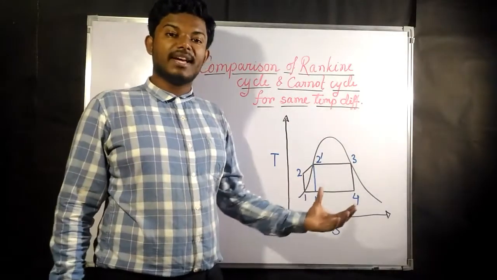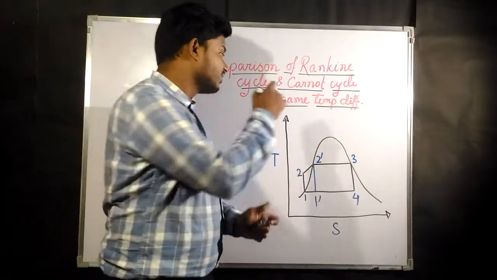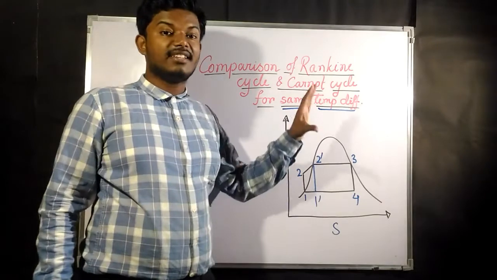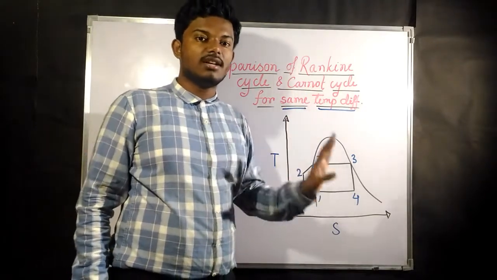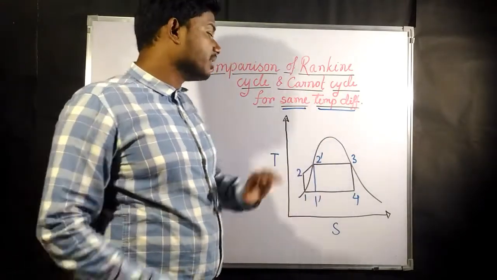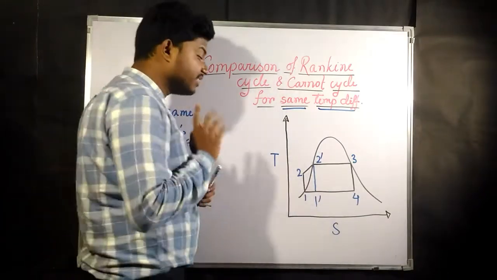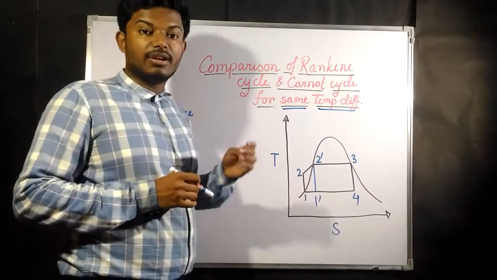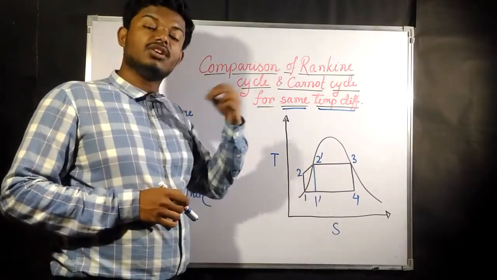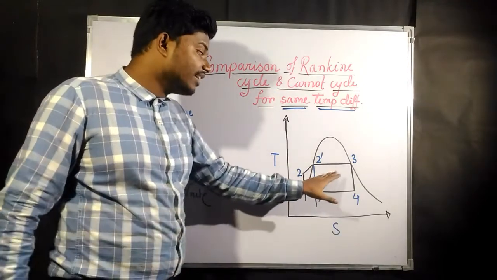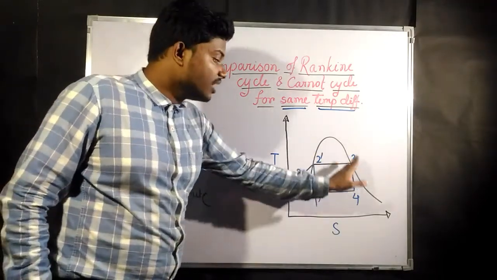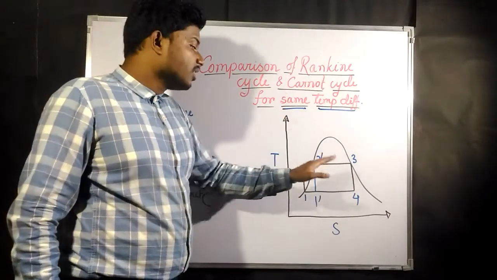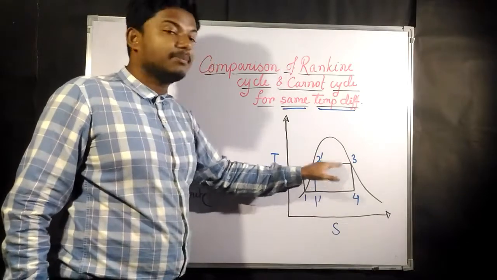Now we are going to compare the Carnot cycle and Rankine cycle for the same temperature difference. Previously in the diagram we clearly said that we did not compare for the same temperature difference. Now we are going to compare for the same temperature difference. For having the same temperature difference we cannot superheat the vapor. Because in the Carnot cycle, it just reaches the gaseous line, it does not go further.